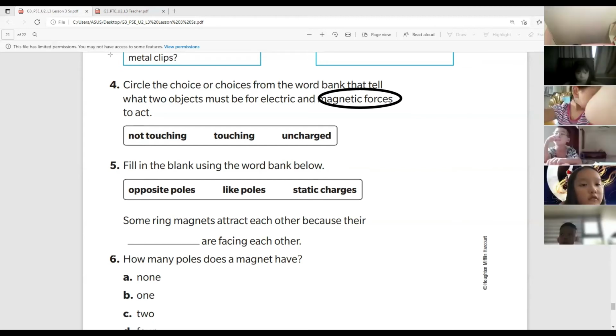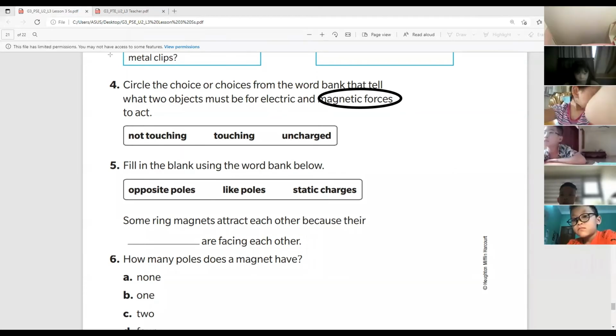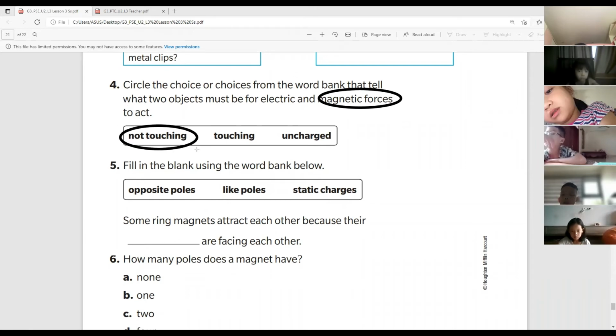Okay, so Rose, what did you circle? Opposite. Okay, so the opposite. No, so we need to do number 4. What did you circle for number 4? Did you do number 4? Yes, I circled not touching. Not touching. Okay. Circle all the choices.